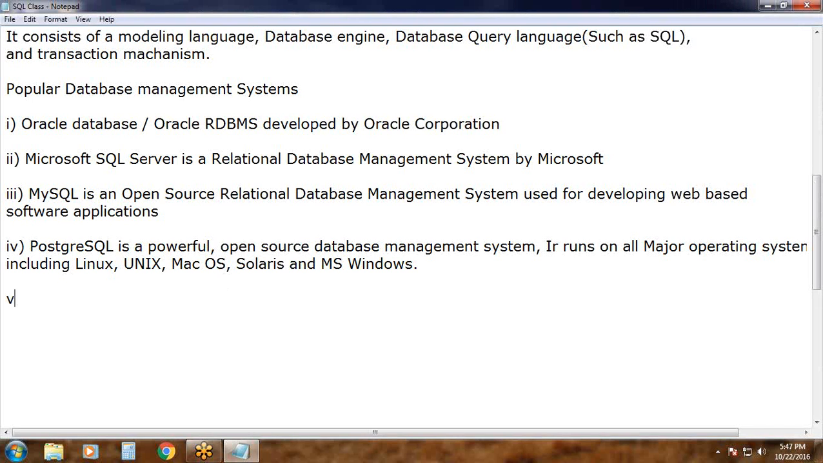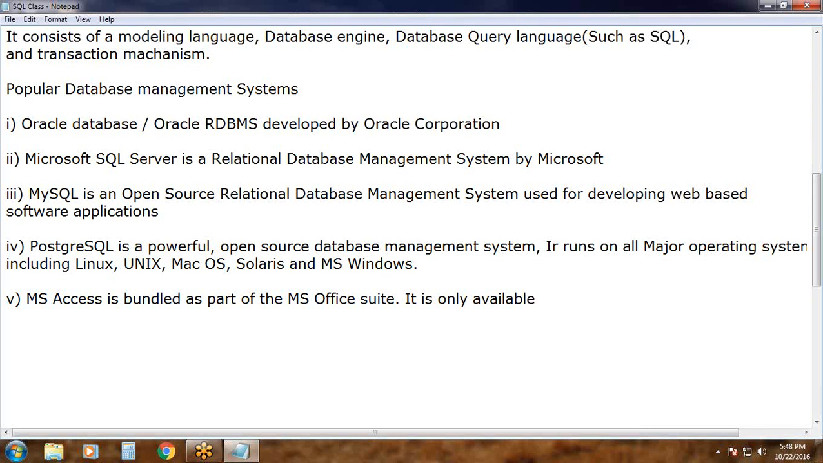Next, the last one, a small database management system, MS Access. It is also from Microsoft. Microsoft Access is bundled as part of the MS Office suite. It is only available on the PC version, personal computers.